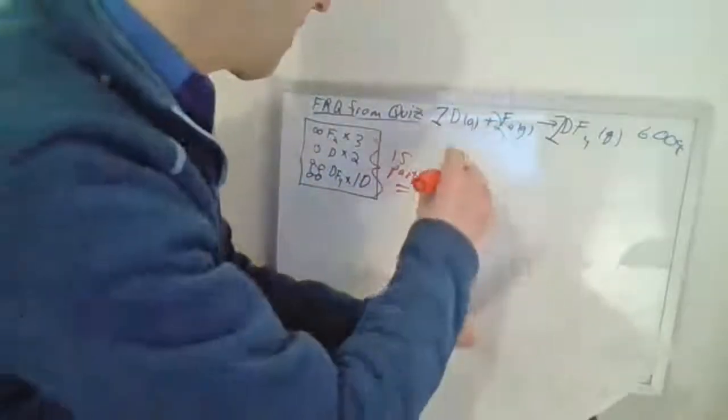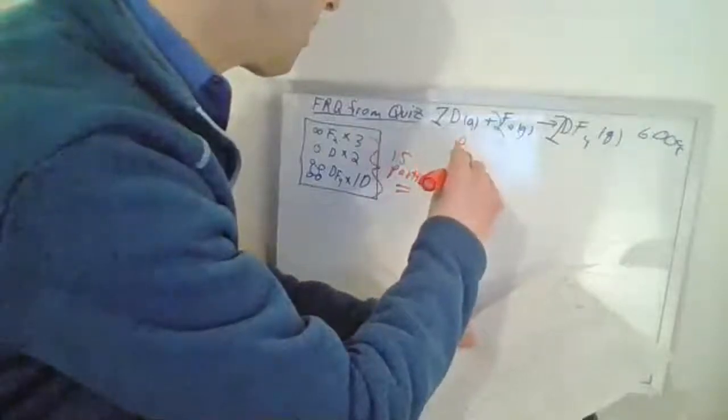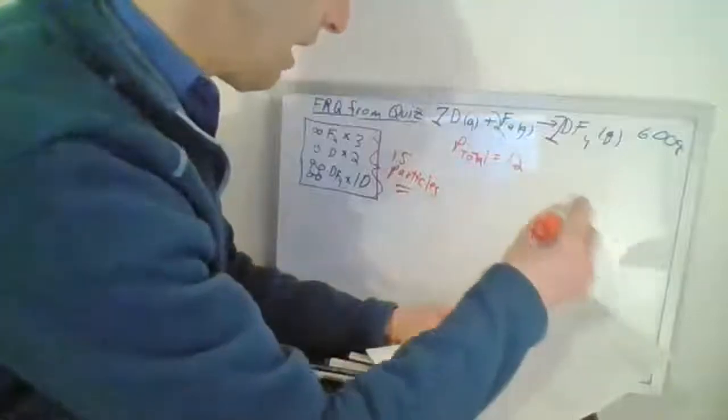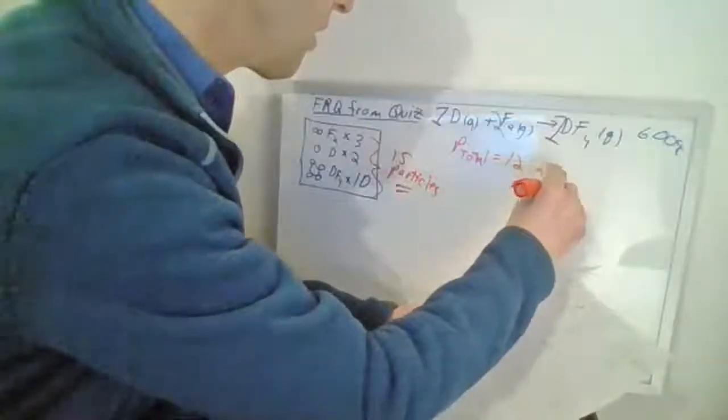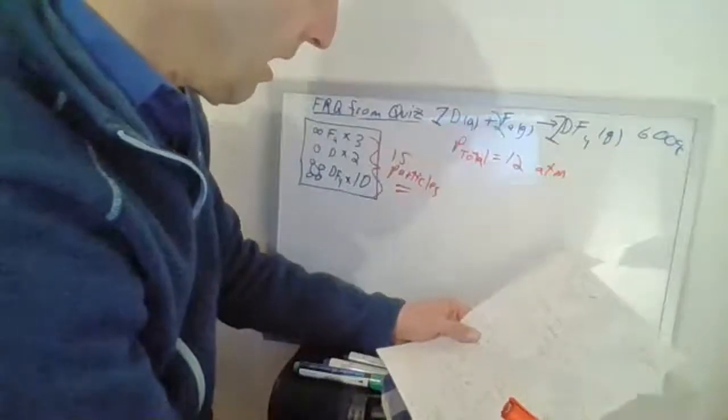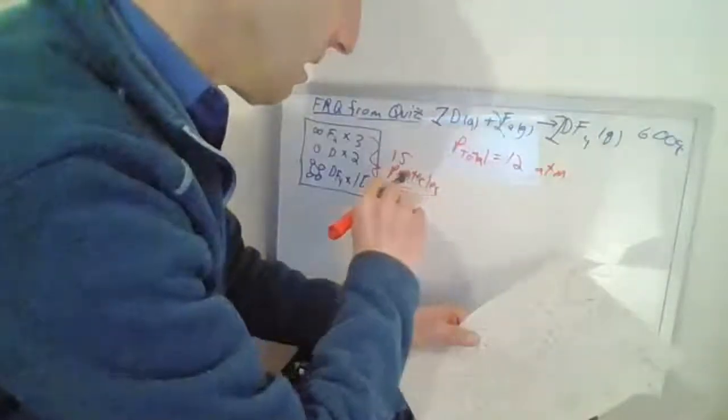It says the P total is 12 atmospheres. And they want the pressure of D.